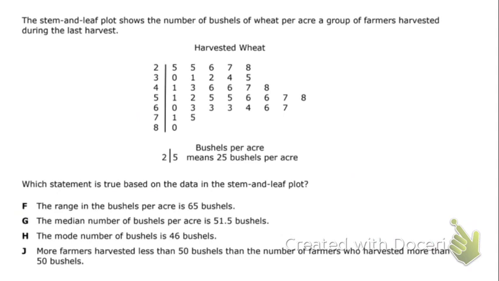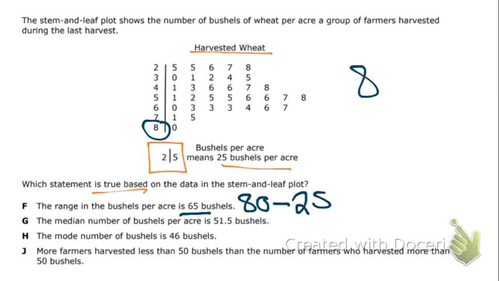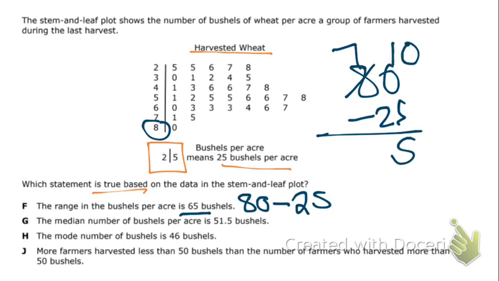We're going to go ahead and again, this time we have information on the harvested wheat, and we're going to read our key that this means 25 bushels, and then we're going to find out which statement is true. The range in the bushels is 65. Well, range is highest minus the lowest, and the highest is 80 minus the lowest is 25. And 80 minus 25 is 55. So this is false because it should be 55.